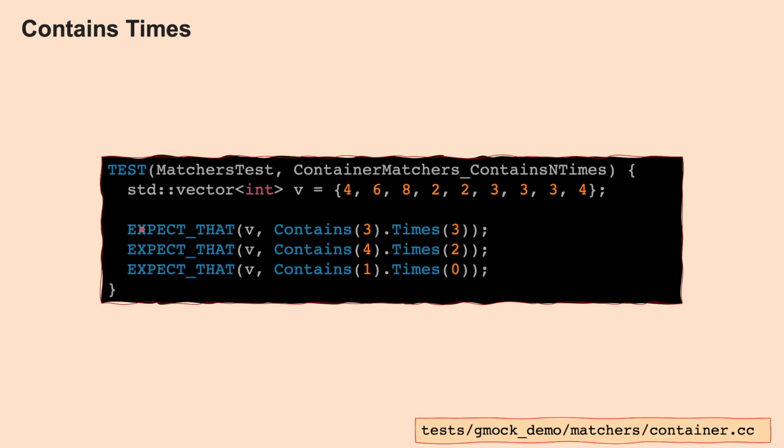There's another version of contains which works with duplicates. So for example, here I'm saying expect that V contains element 3, 3 times. So element 3 appears 3 times inside V. And here we are saying expect that V contains 4, 2 times. As you can see, 4 appears 2 times inside V. And here I'm saying expect that V contains 1, 0 times, or in other words, 1 doesn't exist inside V.